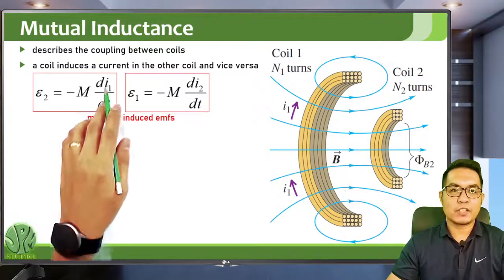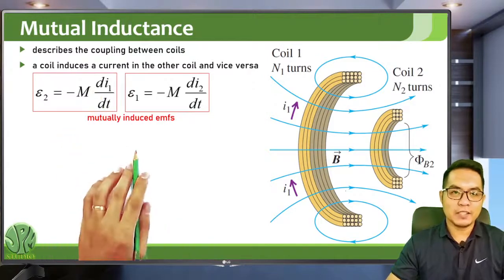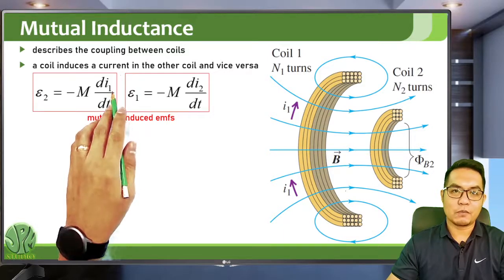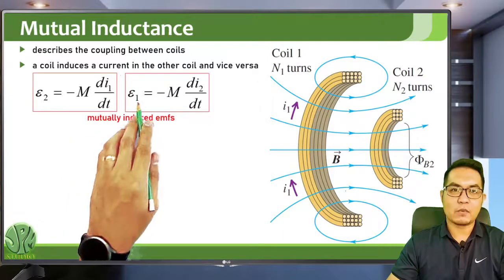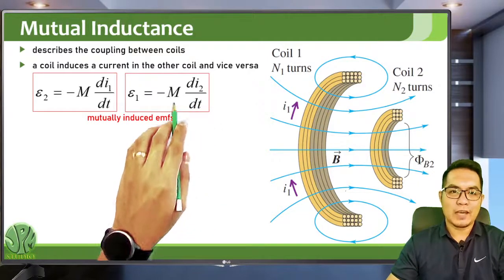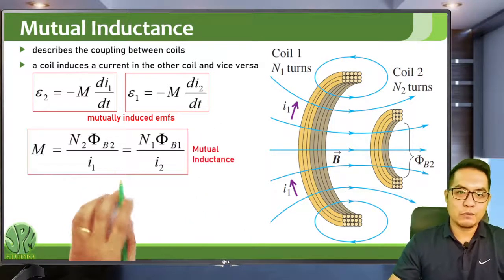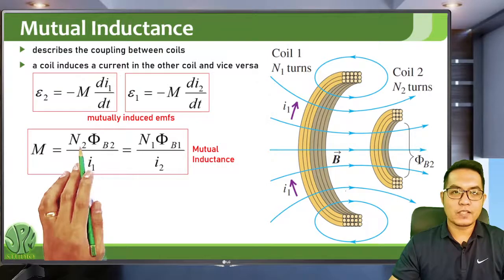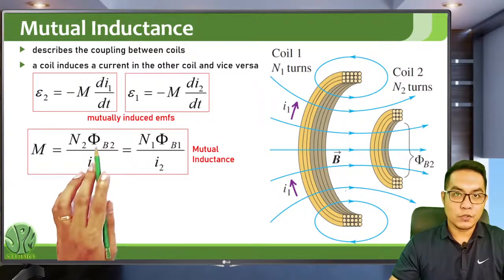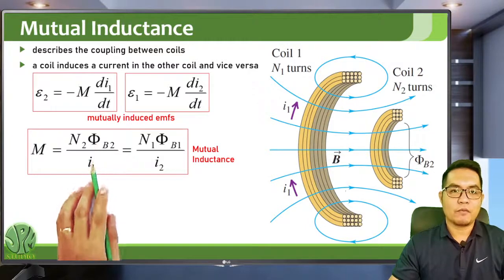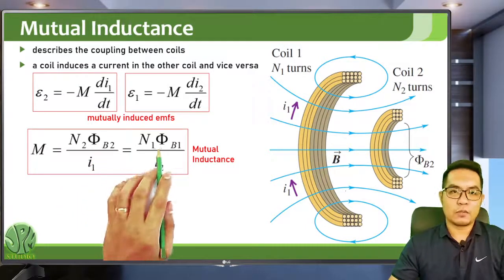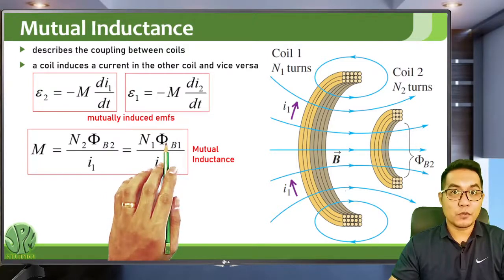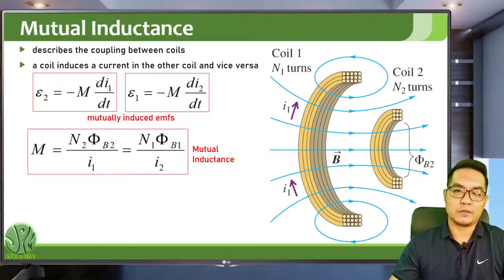It's proportional to the change in current, di/dt. This is the induced EMF on coil number 2 due to the change in current in coil number 1, and this is the induced EMF in coil number 1 due to the change in current in coil number 2. M is just the factor called the mutual inductance. It's equal to the number of turns in coil 2 times the flux through loop 2 due to the field of loop 1, over I1. Or it can also be equal to the number of turns in coil 1 times the flux in loop 1 due to the magnetic field of loop 2, over I2.